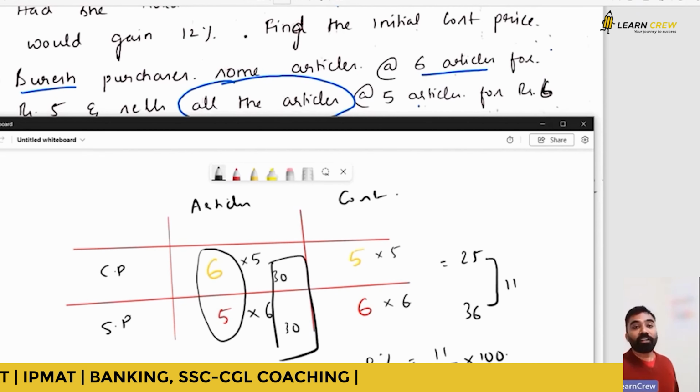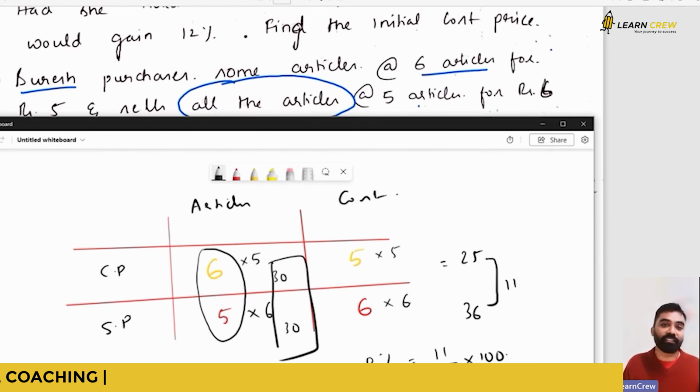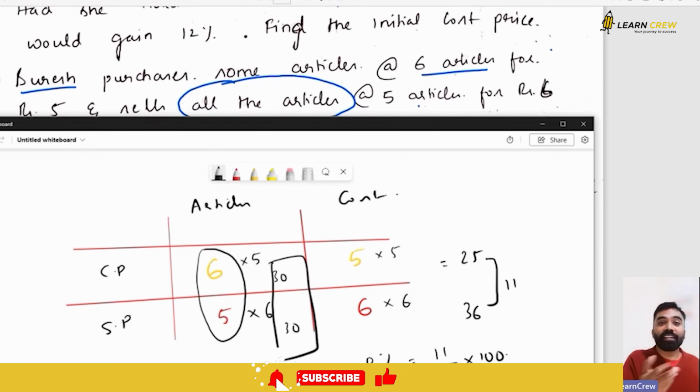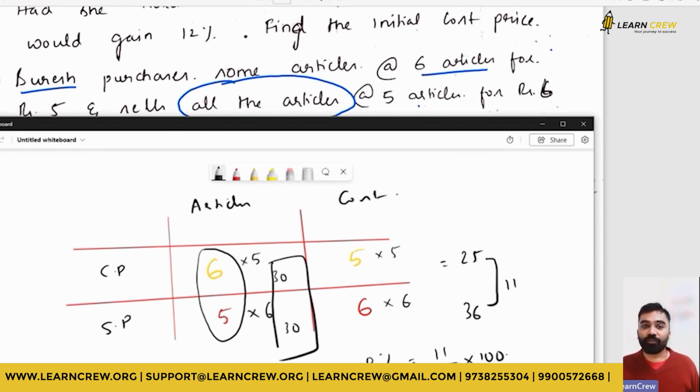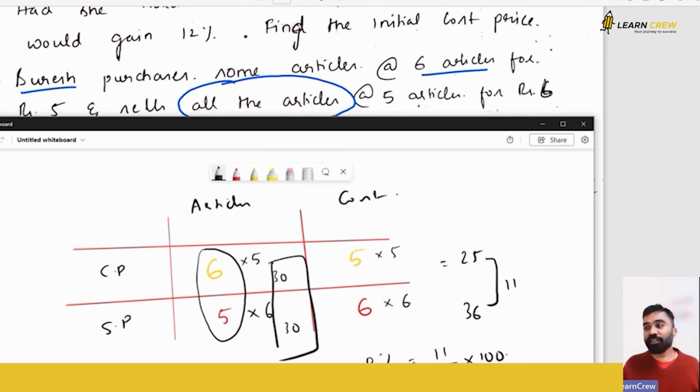Online, is it clear? We are making it common. For the LCM, you take 6 and 5, and the LCM is 30. 30 means you need to multiply by 5 and multiply by 6. Then it becomes common. So you're buying 30 and selling 30. Buying 30 at the rate of 25 and selling 30 at the rate of 36. So the profit is 11 rupees, and the profit percentage is going to be 44%.